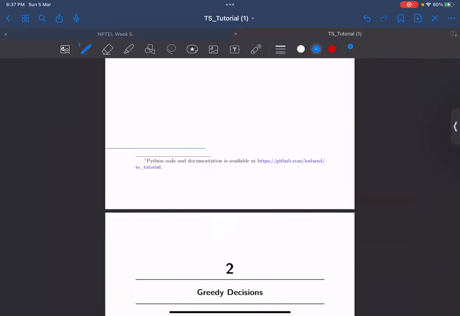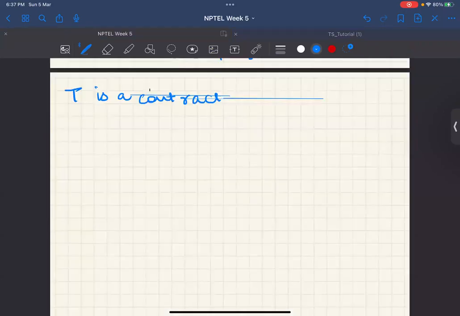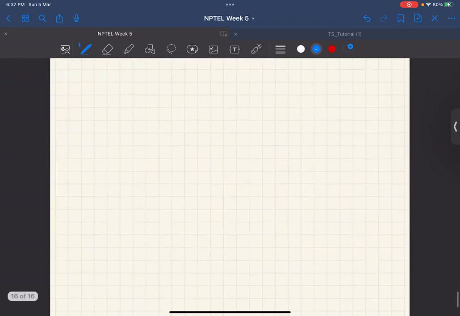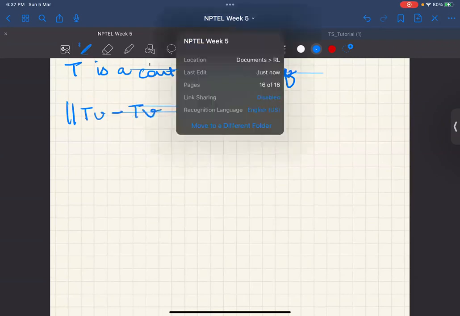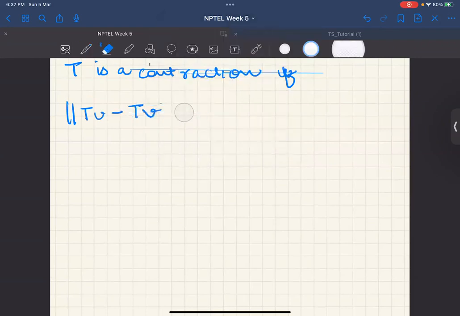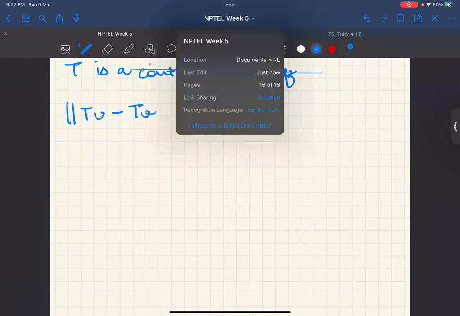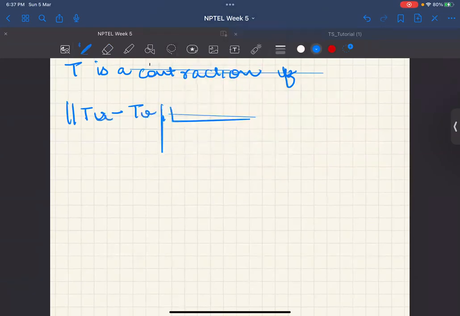T is a contraction if TU minus TV is less than lambda of U minus V.